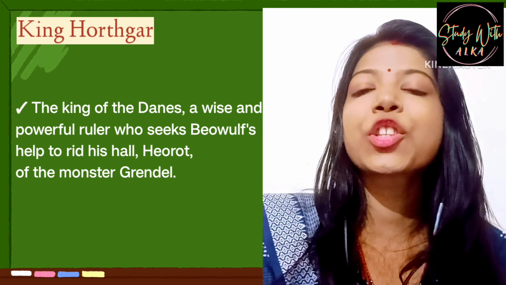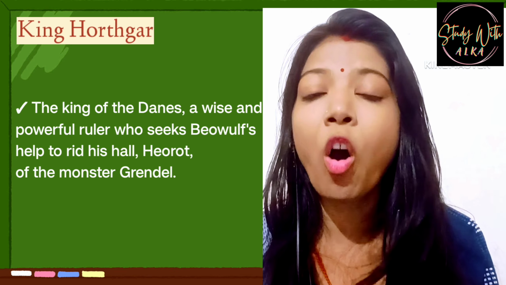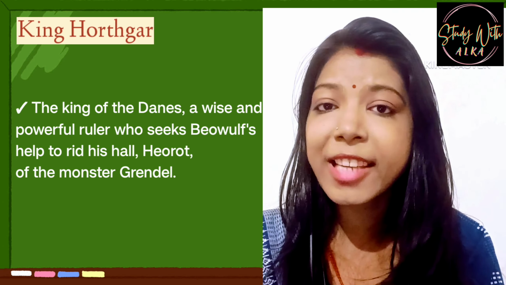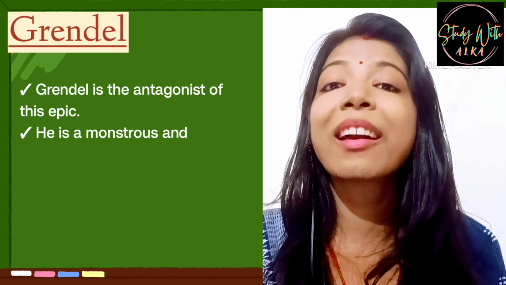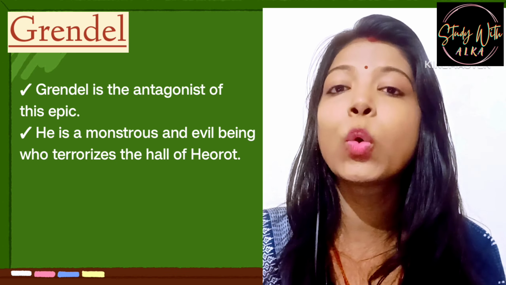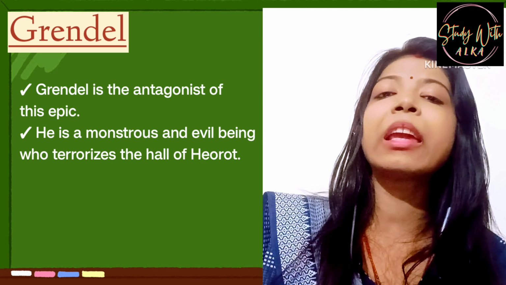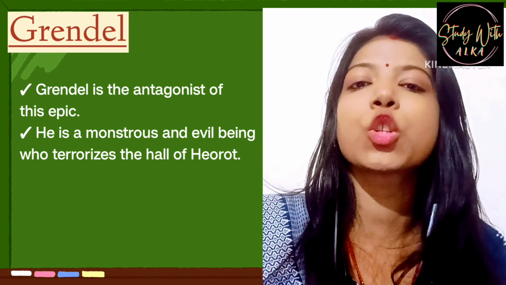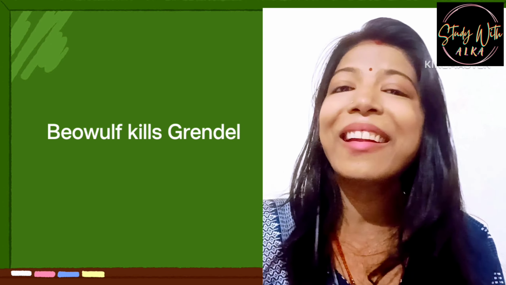So the main character of this narrative is Beowulf. The other character is Hrothgar, who is the king of Denmark, and the antagonist of this narrative poem is Grendel. Grendel is the monster who is troubling the land of Denmark, and he needs to be killed by Beowulf. Beowulf comes to Denmark, fights Grendel and kills him.